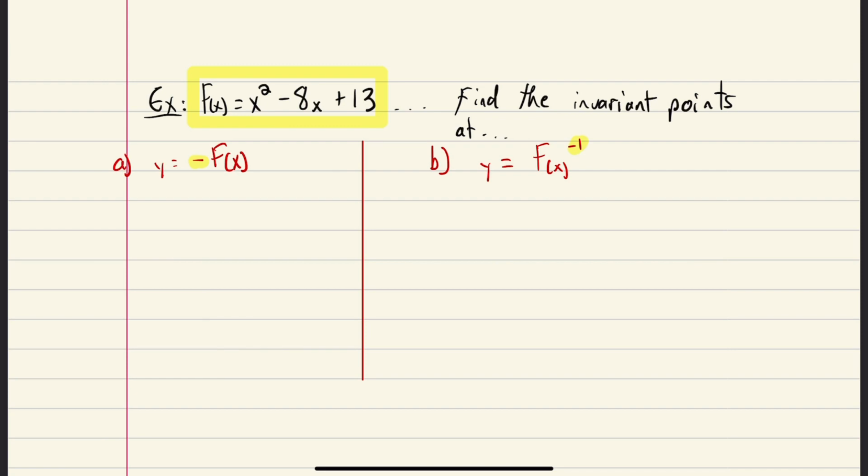So for the last example here, we're going to find the invariant points of the certain transformations in A and B for f(x) = x² − 8x + 13. When we say that y = −f(x), that refers to the a value, right? The a value is everything outside the bracket. So that would be a vertical reflection, and a vertical reflection is on the x-axis, I should say. So your invariant points will be on the x-axis.